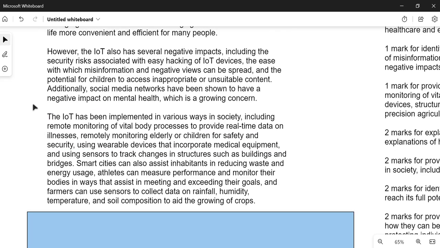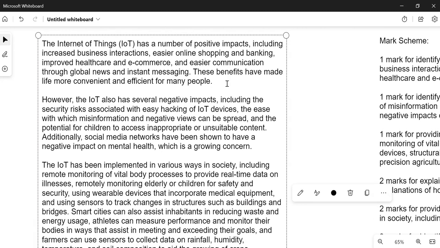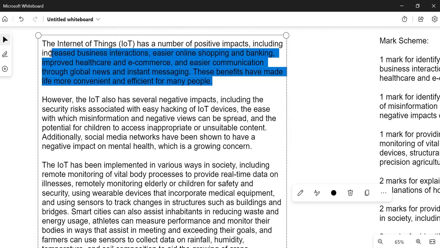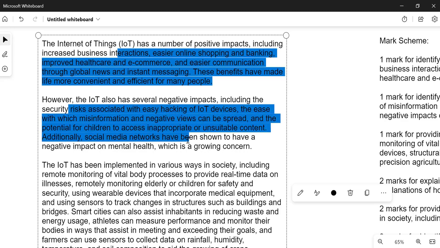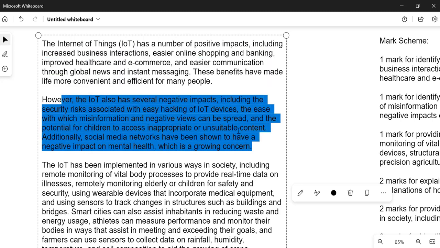Whereas I would say that this needs to be expanded a little bit more. Less positives, more detail. This is fine because this goes into a little bit of detail here. So I would say this would be 1 mark, 3 marks because I've explained in a bit more detail.